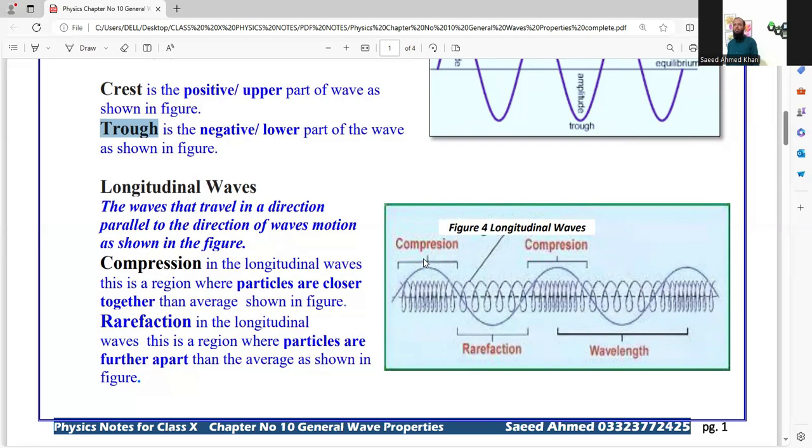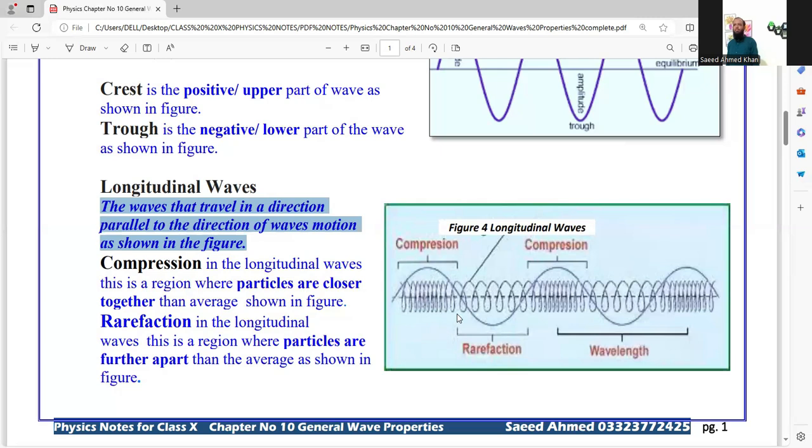And it has compression. So here is the definition of compression. Compression in a longitudinal wave is the region where the particles are closer together than the average. That is called compression.